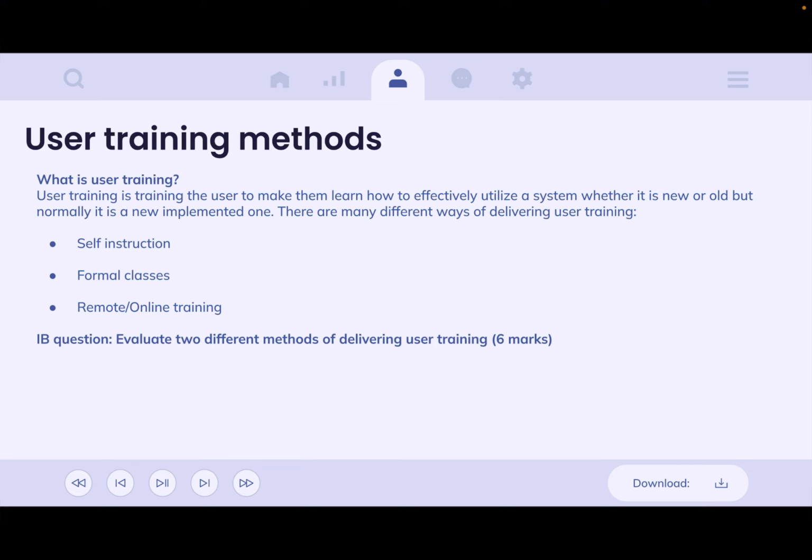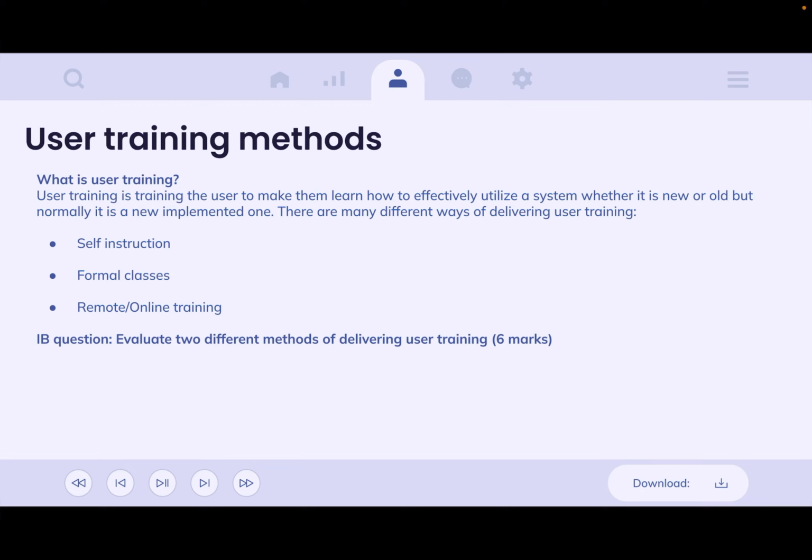A past IB question was: evaluate two different methods of delivering user training. This question has 6 marks, so in order for the student to get full marks, they need to firstly tell the definition of one method, an advantage and a disadvantage, and then do the same for a second one. Then they need to compare and evaluate the two methods. The example that the IB mark scheme answer has given us is the following one.